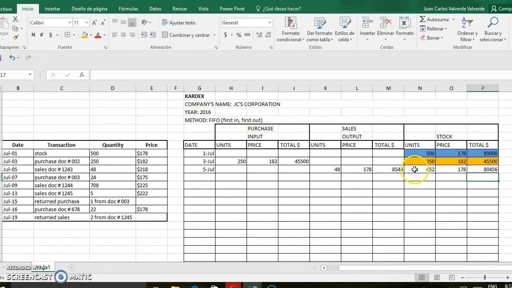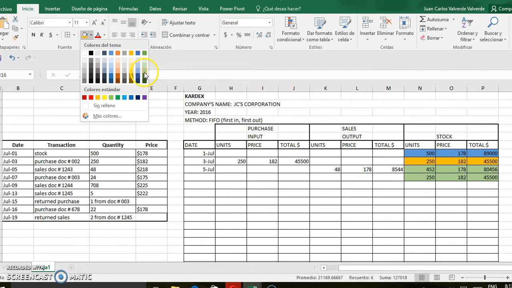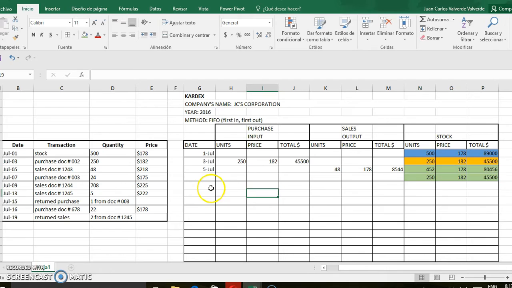After the 5th of July, when we sold the 48 units from the first stock, we subtracted 500 minus 48, and then we have 452 from the stock that had the price 178. Okay, so this stock, we haven't sold anything yet. So what we do is we copy and paste here, and here this is our new stock. So we have to use a different color not to be confused. So next time that we sell, since we have two different stocks, we have to sell from the oldest stock, which is 452. So let's see what happens next.